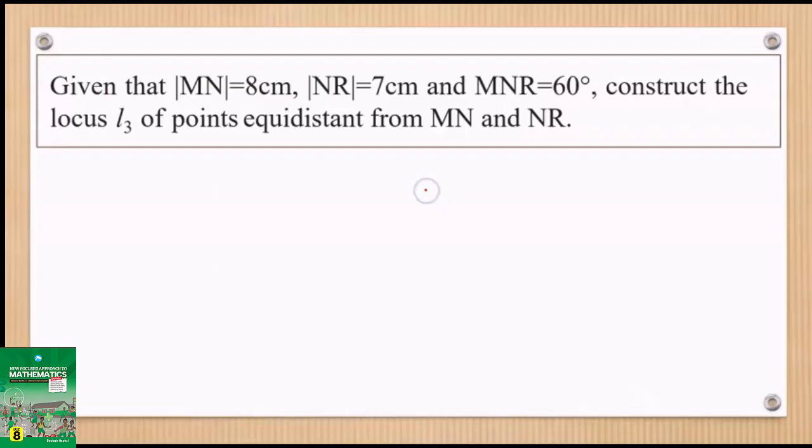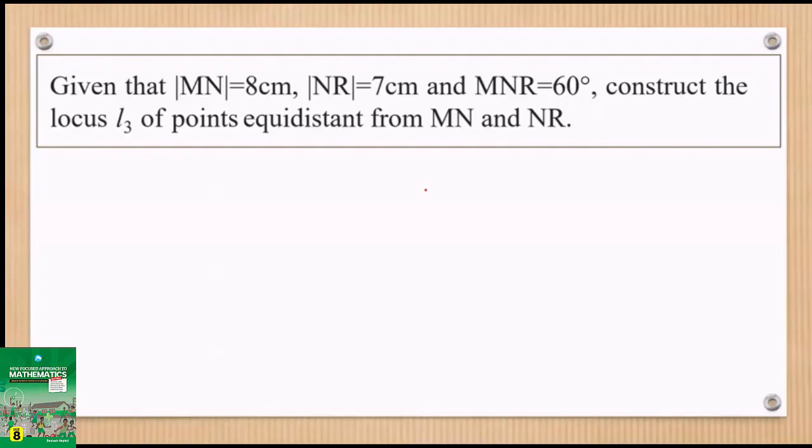Let's take an example and see. Let's say you are given these particular dimensions to construct. Let's say line MN 8 centimeters, NR 7 centimeters, and angle MNR 60 degrees. Construct a locus L3 in such a way that it will be equal distance from MN and NR.